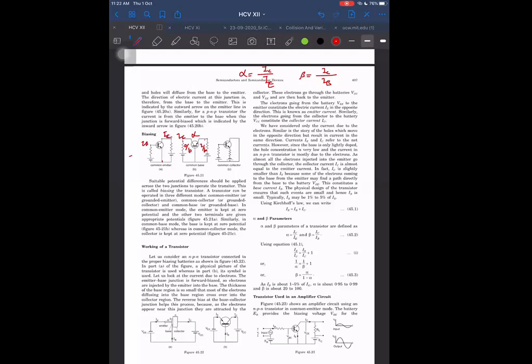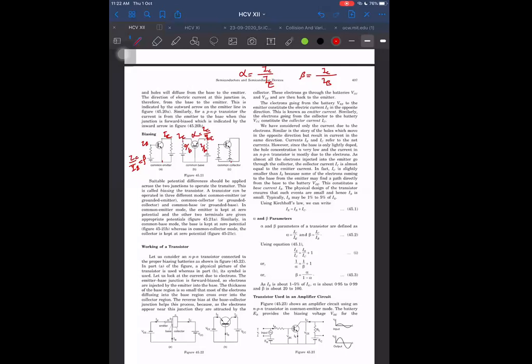So IC upon IB we call as beta. And here IC upon IE we call as alpha, which is common base current gain. Third one is common collector. In this I'm now confused because normally we take current gains of two types, alpha and beta. What should we call here now?